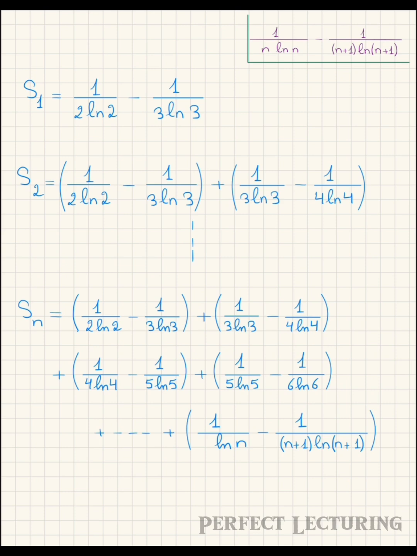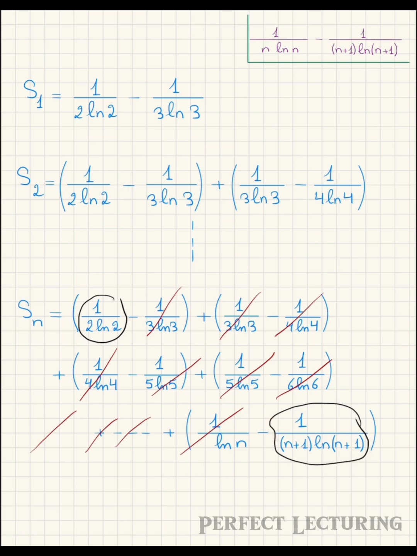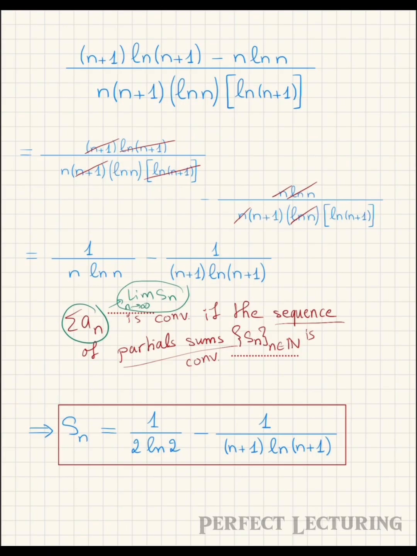And look what we have here. This term cancels with this term, as well as these terms, and these, and everything. So it turns out everything is cancelled, and we are left with the very first term and the very last term. What do we call such a sum? That is a telescoping sum. Therefore, S_n is just this expression.